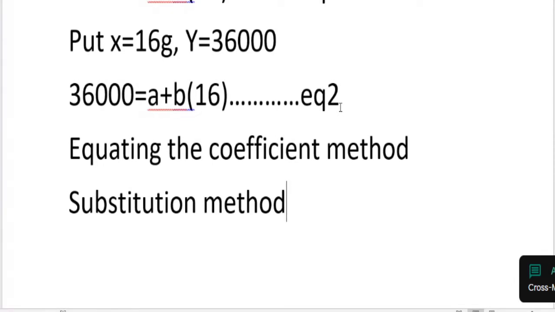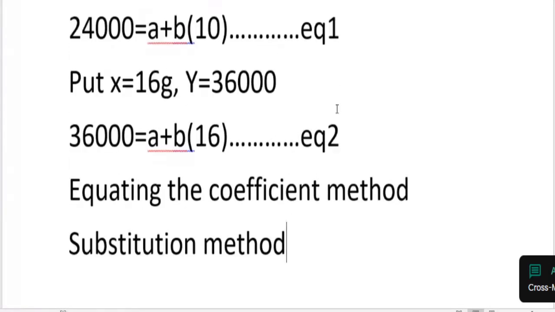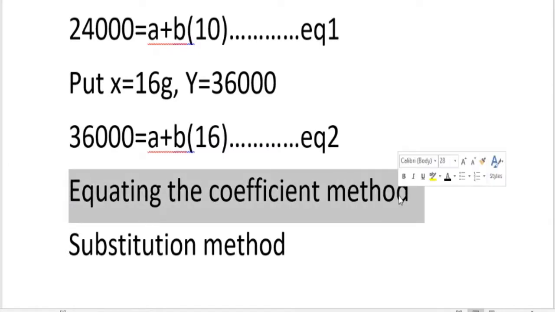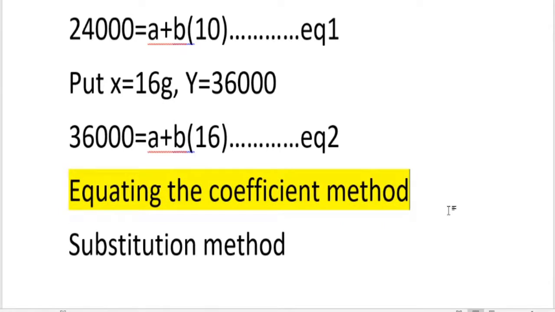And what is the purpose of solving? Always remember, why are we solving? Because we want to get the value of A and B. We need the values of A and B. The first method is the most popular and easy to understand. What is this method all about? Let us try to find it out. Can you apply this method?